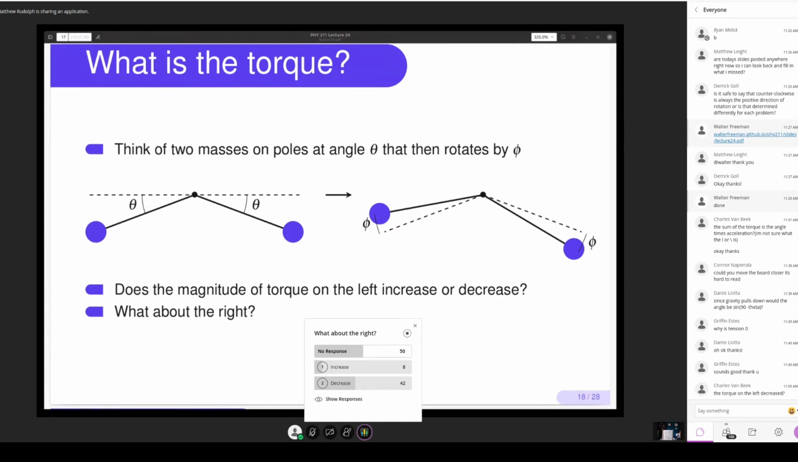Right? Because the maximum torque is when one of these masses is horizontal, right? When it's exactly on the dashed line on the left. That's the most torque you could get from one of them, right?